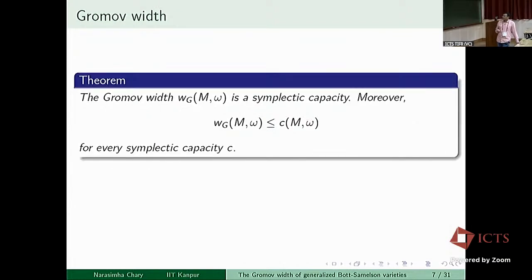So the nice thing is that this Gromov width is a symplectic capacity. You can see that by the definition of Gromov width. Not only that, it is the minimal capacity compared to any other symplectic capacity. That is why it is a fundamental symplectic invariant of a symplectic manifold.